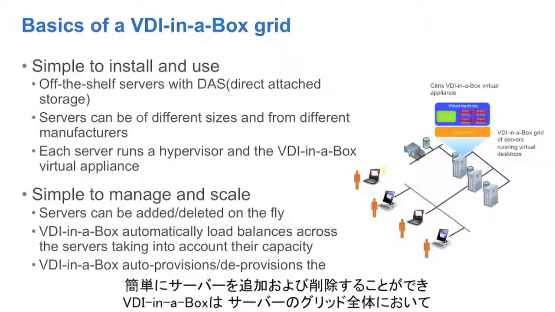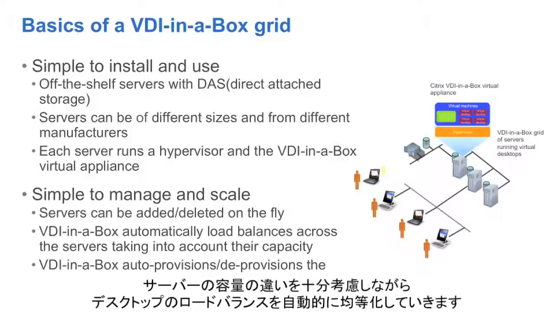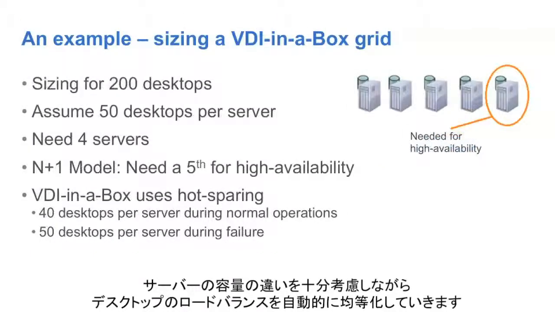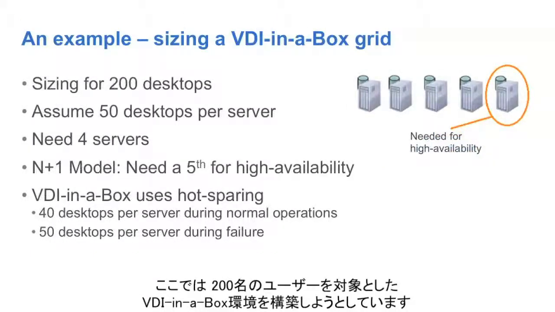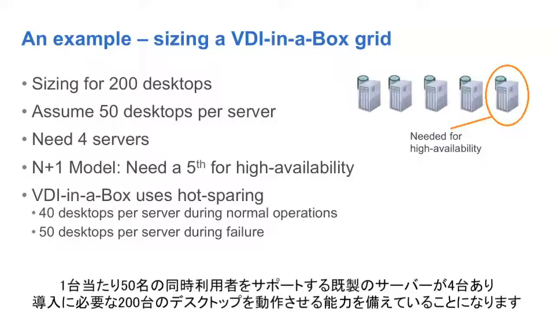You have the ability to add and remove servers on the fly, and VDI-in-a-Box will automatically balance your desktops evenly across your grid of servers, fully accounting for the differences in server capacities. In our example here, we are looking to build a VDI-in-a-Box environment for 200 users. We have 4 off-the-shelf servers that will support 50 concurrent users each, which gives us the ability to run the 200 desktops necessary for our deployments.